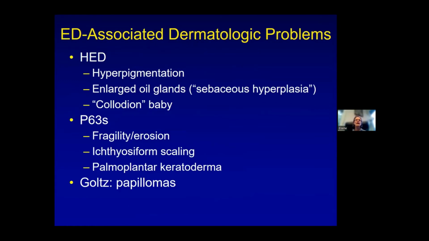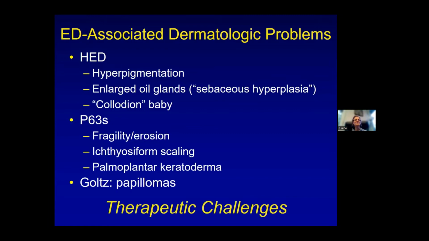Other things that are HED specific: the periorbital hyperpigmentation that I mentioned, the sebaceous hyperplasia, the collodion phenotype, and for the P63s, the terrible problem of skin fragility, and then the ongoing ichthyosiform scaling and palmoplantar keratoderma. And we didn't talk very much about Gold syndrome, but it is a rare condition that has some very difficult to treat dermatologic problems, especially the papillomas. Next slide. These are all therapeutic challenges.